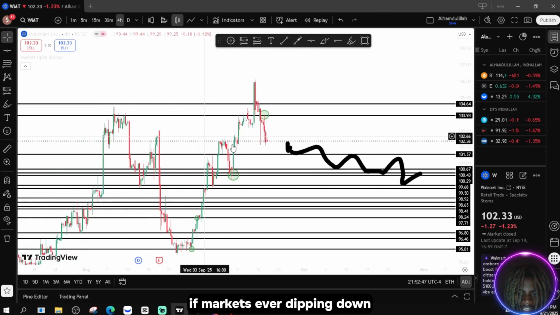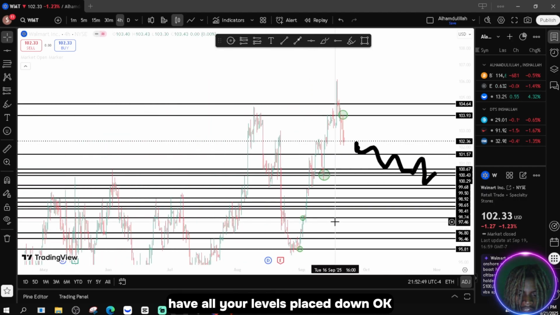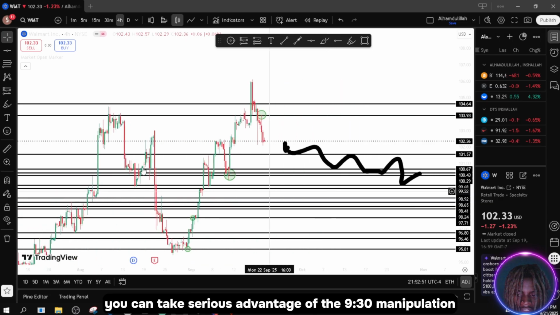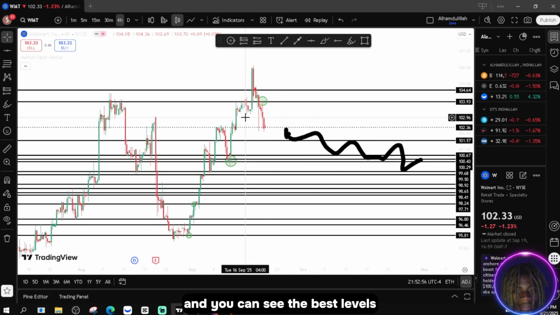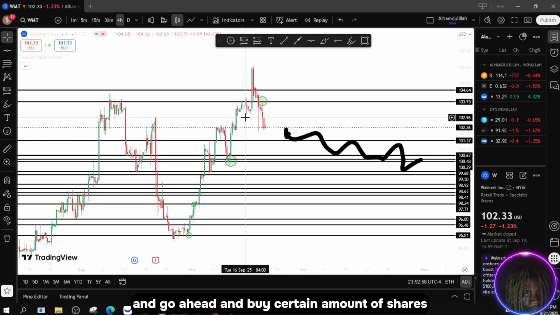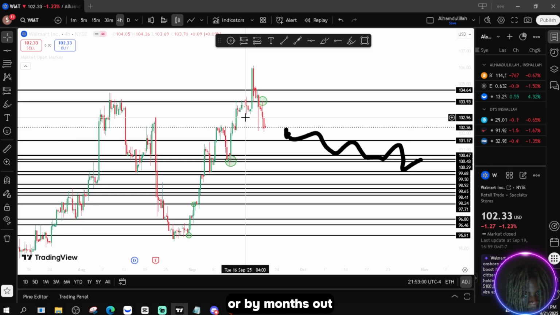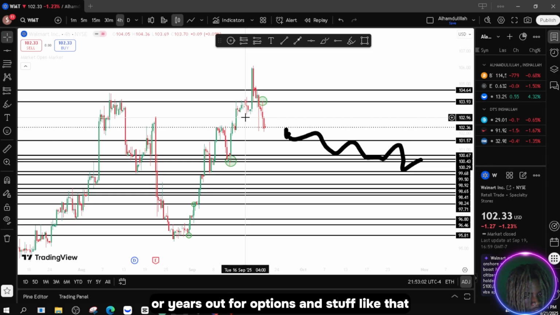If markets are ever dipping down, have all your levels placed down. Okay, especially on the stock market, you can take serious advantage of the 930 manipulation, and you can see the best levels. And go ahead and buy a certain amount of shares or buy months out or years out for options and stuff like that, and just let your bread make bread. Okay, catch the whole sweeps back up. So this is going to be one of the best ways to do it and to see which levels are going to be clean to play to the downside.